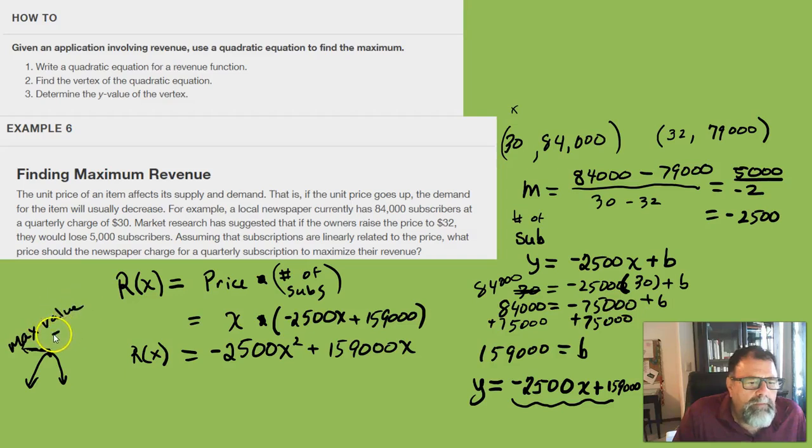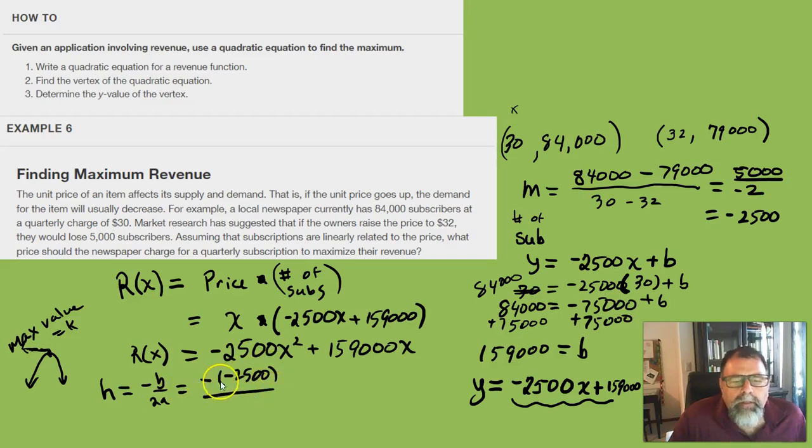So again, max value is going to be the K. All right, so to find K, we need to know H first. So H is the minus B over 2A. So that'd be minus negative 2,500. You can just make that positive, right? It's the opposite of this.